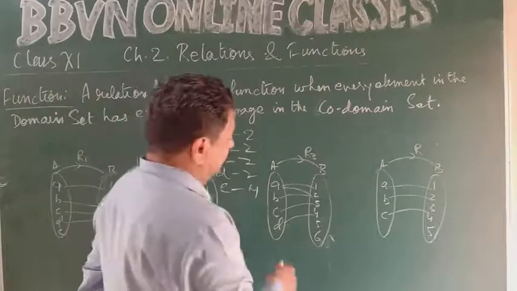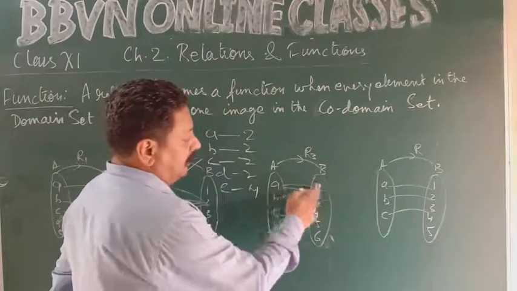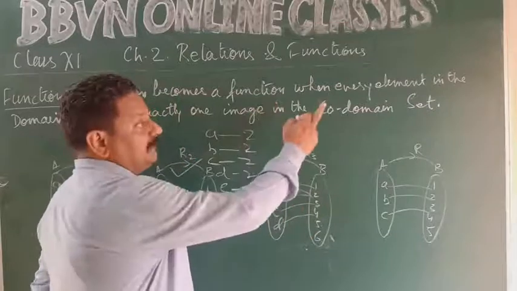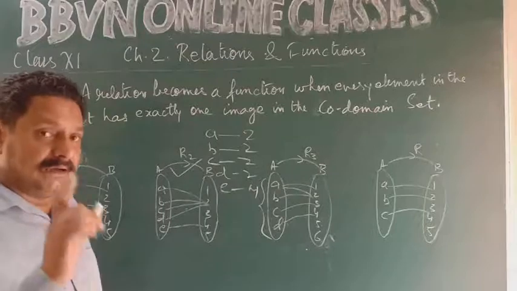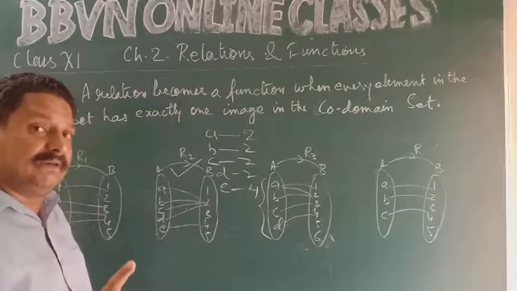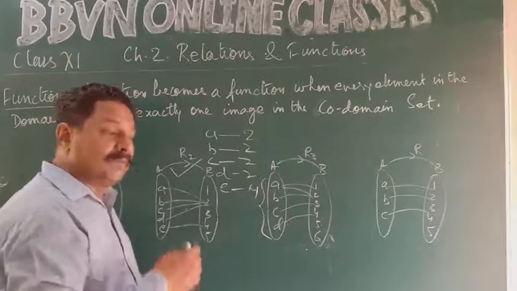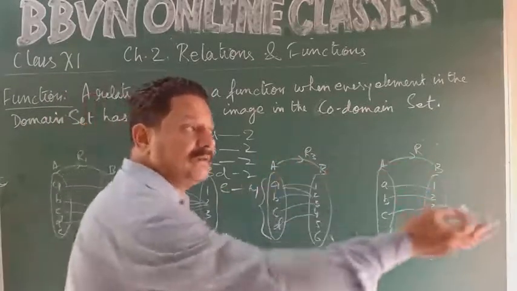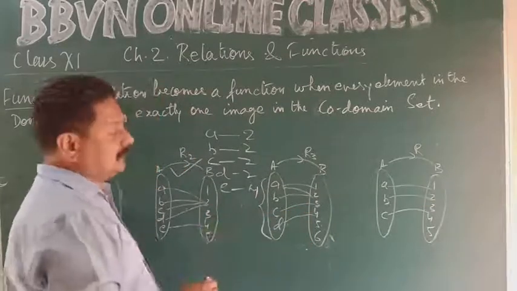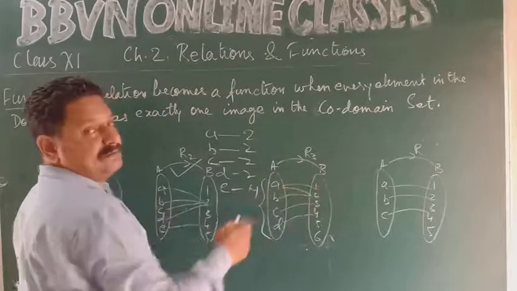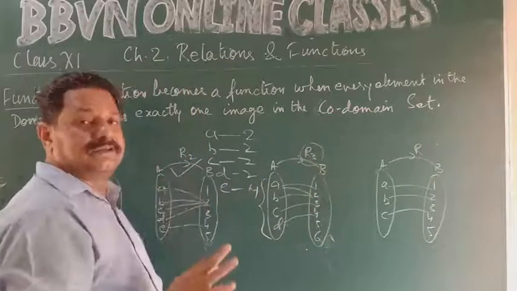Let's take another example. Element A has two images. A has two images, one is 1, one is 2. What does the definition say? Every element in the domain set should have exactly one image. Only one image should be there. More than one element in the domain set can have the same image, but one element cannot have more than one image. A is having two images. So this R3 is not a function, it is a relation.